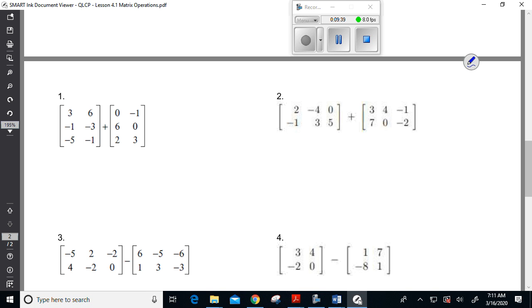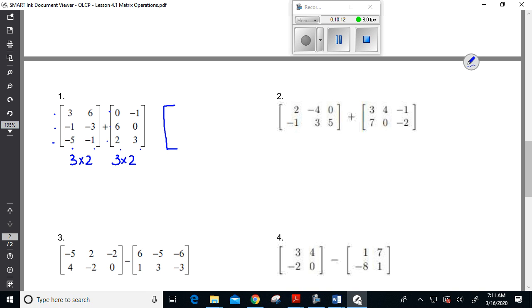First thing you need to do is check to make sure that the dimensions are the same. If the dimensions match, you can keep going. If they don't match, unfortunately, that's a no, not possible, no solution. So you have 3 rows, 2 columns. 3 rows, 2 columns. Notice I didn't write R's and C's this time. You don't have to write R's and C's for everything as long as you know what you're doing. The dimensions match, so you can keep going.